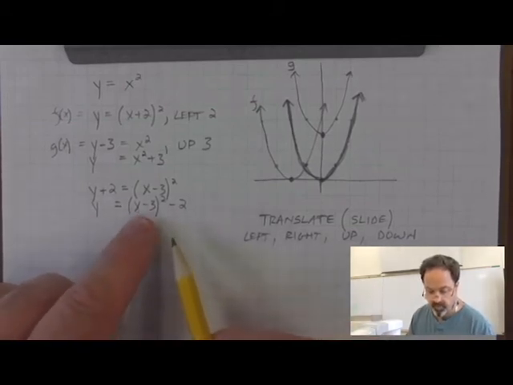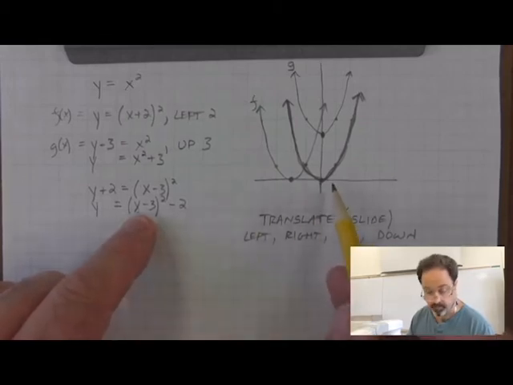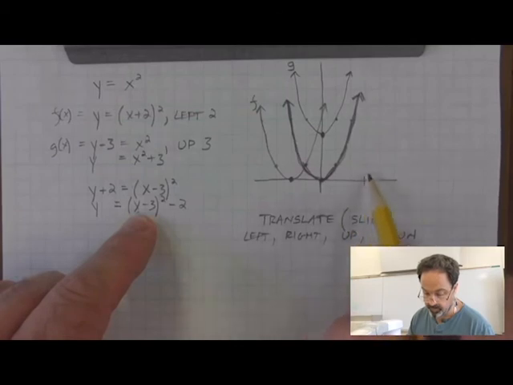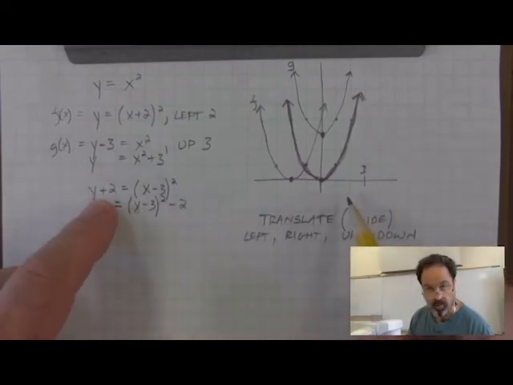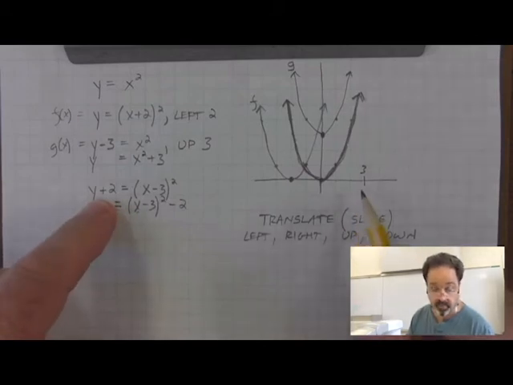What happens when we subtract 3 from x? We go right by 3. And what happens when we add 2 to y? We go down by 2.